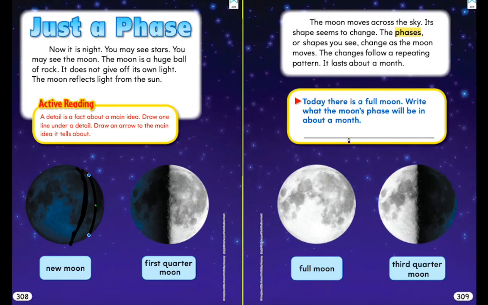So today, let's read the box. Today there is a full moon. Write what the moon's phase will be in about a month. So today it is full moon. This is the full moon. In 1 month, what will it be? It will be new moon. So let's write new moon.